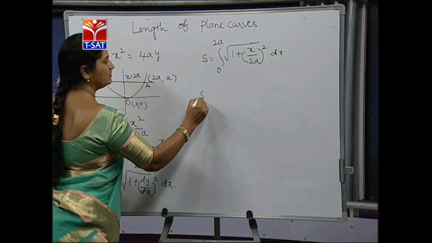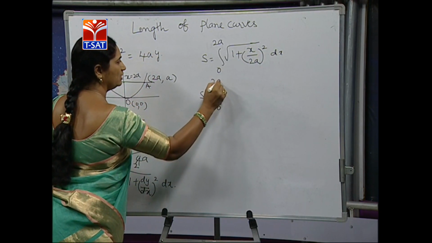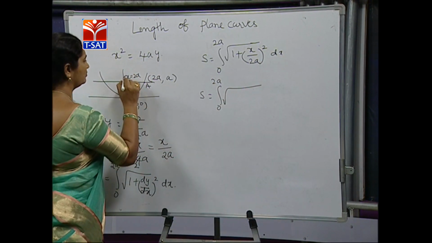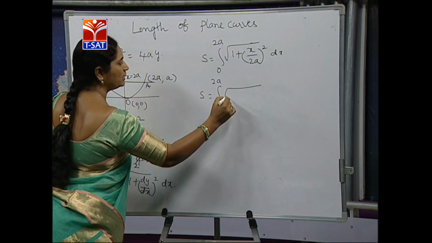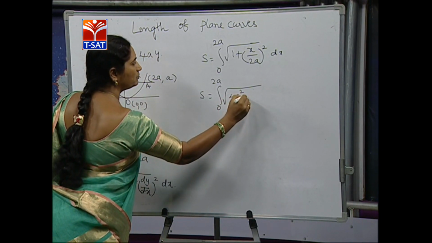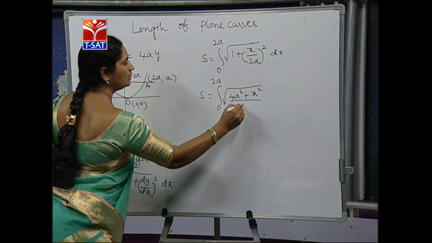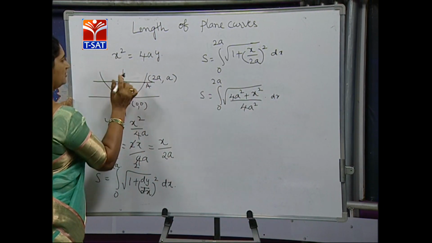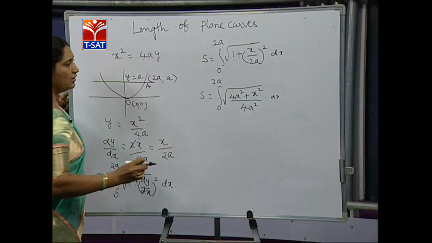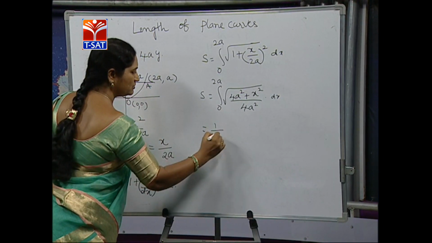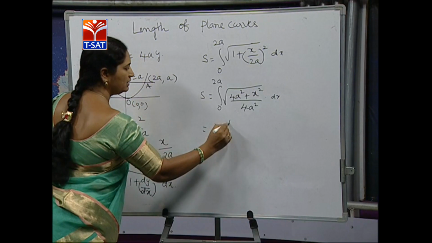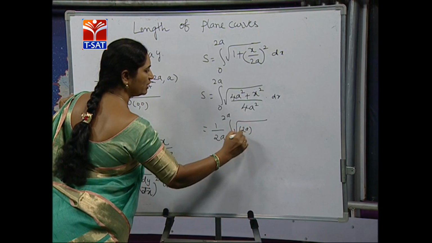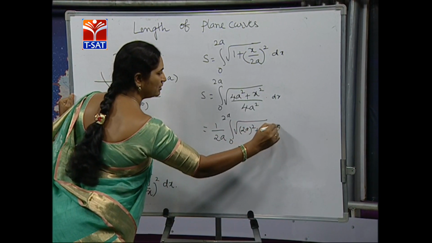So s is equal to integral 0 to 2a under root of (4a square plus x square) by 4a square dx. Here we will write this as y is equal to a. Now by removing the root, we will get this as 1 by 2a integral 0 to 2a under root of (2a) whole square plus x square dx.